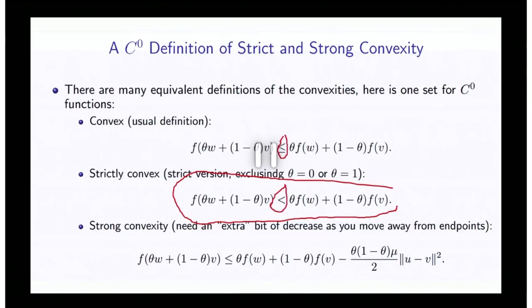The first one says less or equal, which means there's a possibility it's on the line, okay? But the strict one is going to say it shouldn't be on that line, it should be below the line. Does that make sense? That's what we're trying to talk about here. But how can we make it strong?